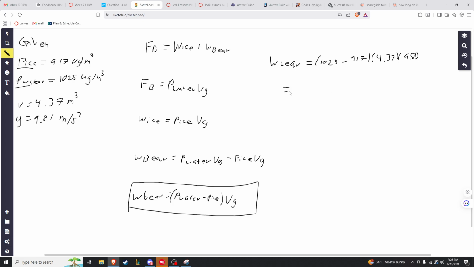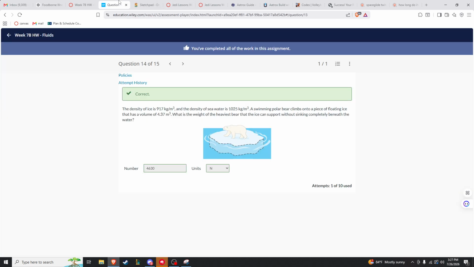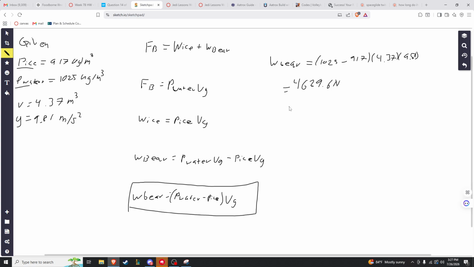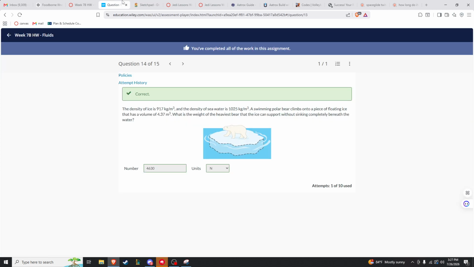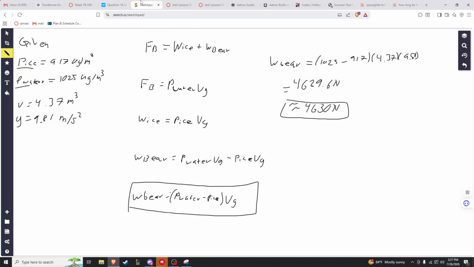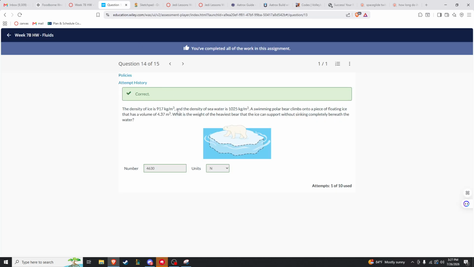And the final answer we get here is going to be 4,629.6 newtons. We check here, it was rounded up, so we'll round up to 4,630 newtons of force. This is the final answer. This is the weight of the heaviest bear that this ice can support without sinking completely beneath the water. And those are going to be my two questions for week 7B homework.